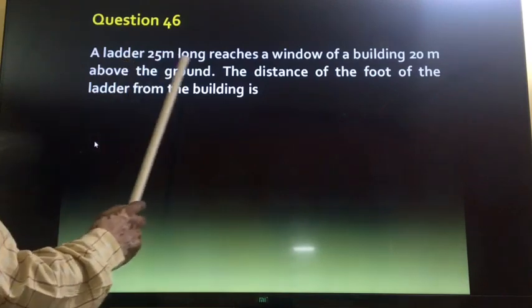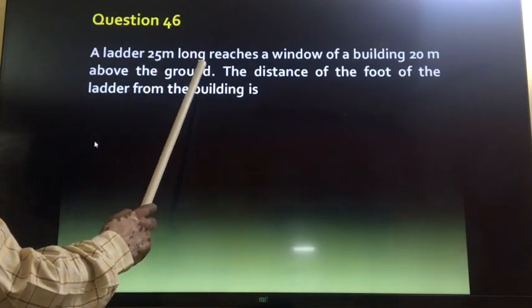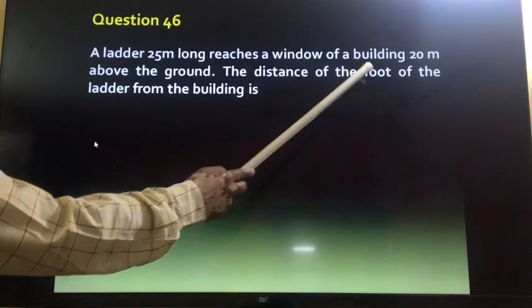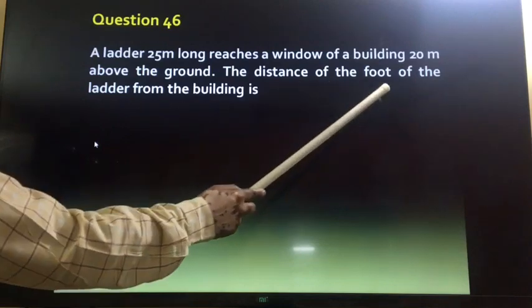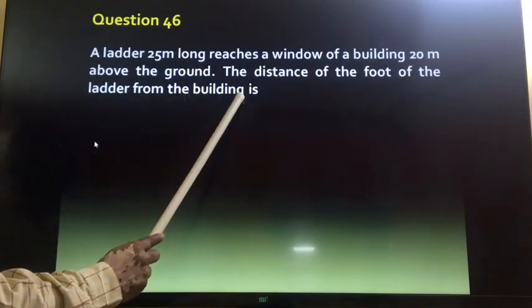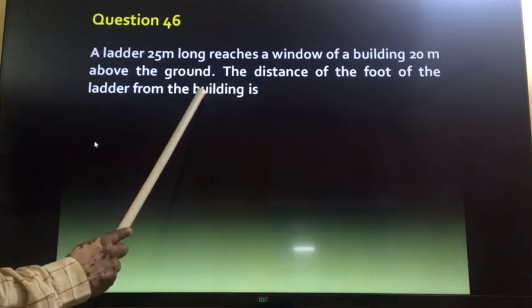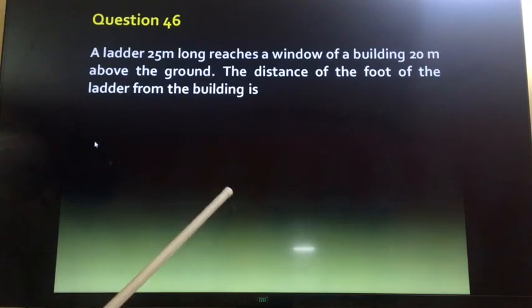A ladder is 25 meter long, reaches to the window of a building 20 meter above the ground. The distance of the foot of the ladder from the building is? So here we will find out the distance between the foot of the ladder and the building, right?